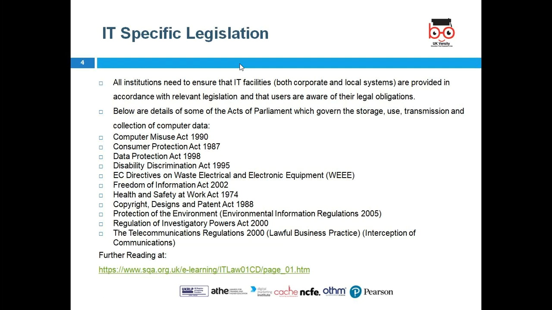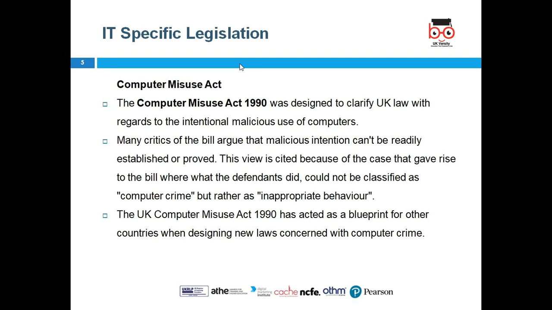Apart from the discussion of these laws, there are a few more slides. So let us go through a few of them. The Computer Misuse Act was designed to clarify the UK law with regards to the intentional malicious use of computers. For example, many critics of the bill argue that malicious intention cannot be readily established or proved. There is a discussion that malicious use is sometimes not proved. This view is cited because of the case that gave rise to the bill, where the defendant's deeds could not be classified as a computer crime, but rather as inappropriate behavior. So the UK Computer Misuse Act 1990 has acted as a blueprint for other countries when designing new laws concerned with computer crime.